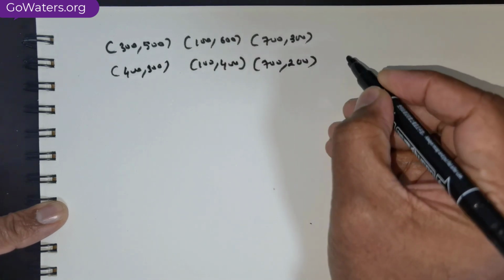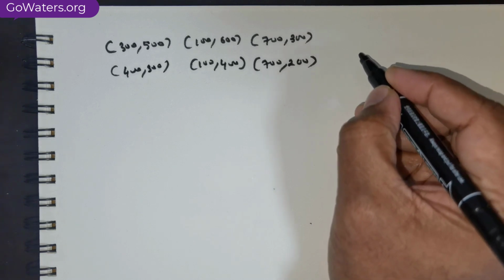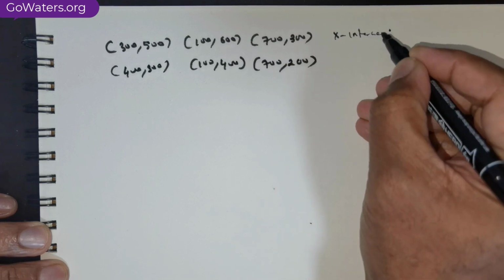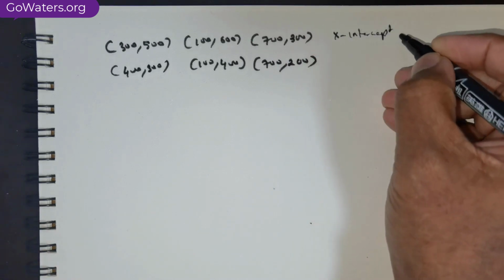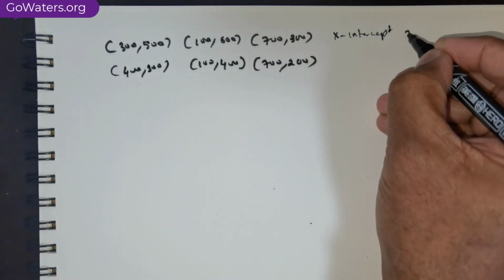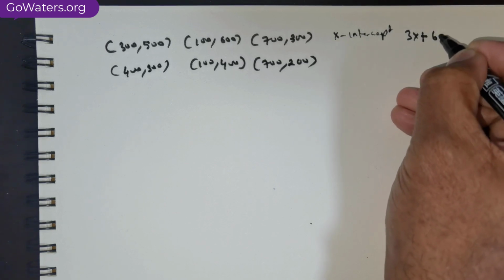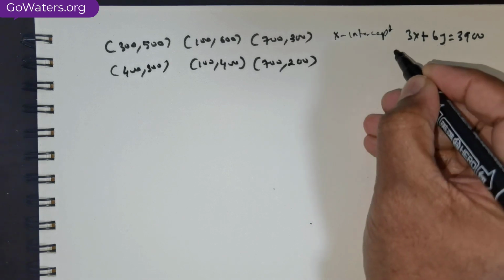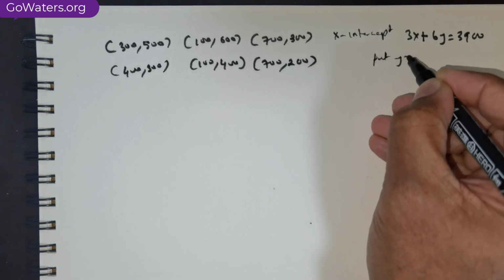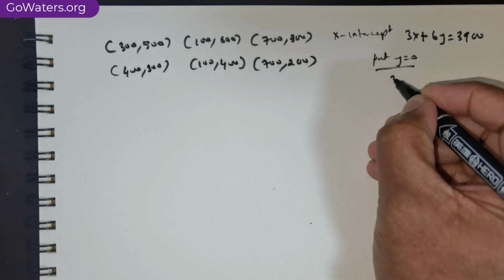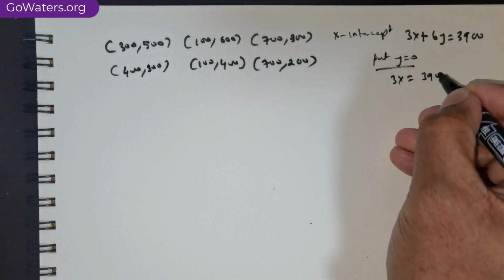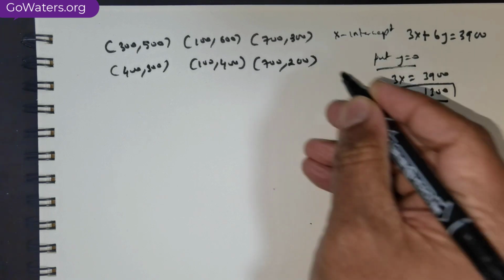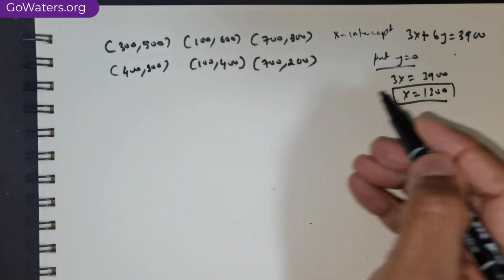Now we need to find the x-intercept. That is very important. So the x-intercept for the first one, the equation for the first one is 3 times x positive 6y is equal to 3900. To get the x-intercept, we substitute y is equal to 0. So put y is equal to 0. So that would mean we get 3x is equal to 3900. So x is equal to 1300. So this is the x-intercept for the first system.